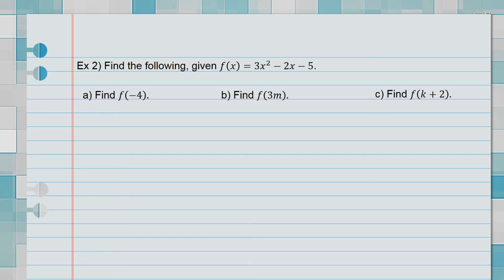Example 2. Find the following. Given f of x equals 3x squared minus 2x minus 5. This is your try it problem. For part A, find f of negative 4. For B, find f of 3m. For part C, find f of k plus 2.